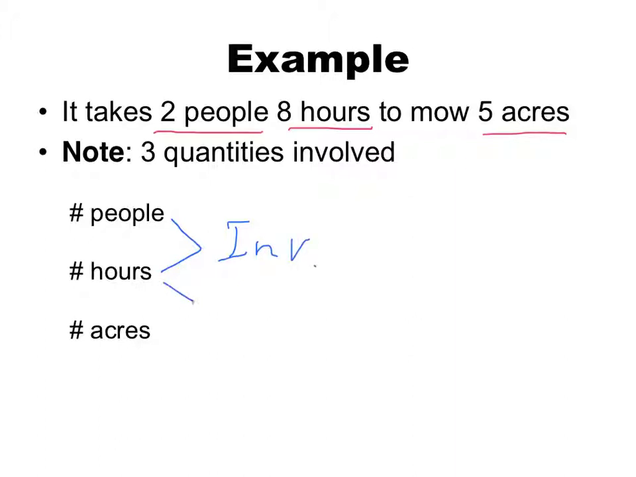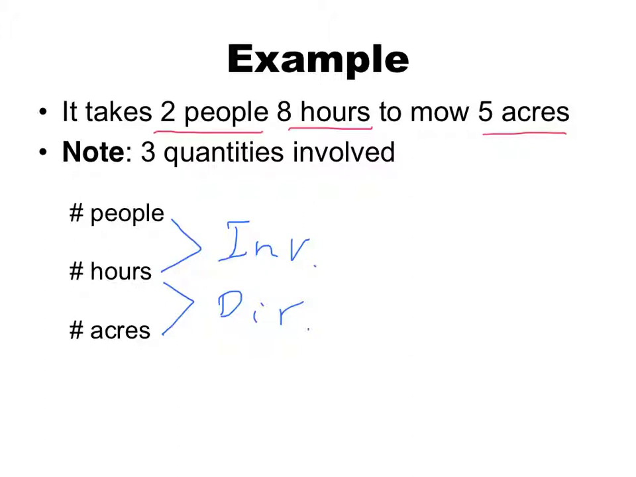Now let's think about this other pair of quantities, hours and acres. So now we're going to hold the number of people constant, so we're going to ignore that, and think, well, if I doubled the number of hours, what would that do to my number of acres? Would that also double it, or would it cut it in half? Well, if I've got people working longer, they're going to be able to mow more acres. So if we double hours, we're going to double acres. So that means these two quantities are directly proportional.